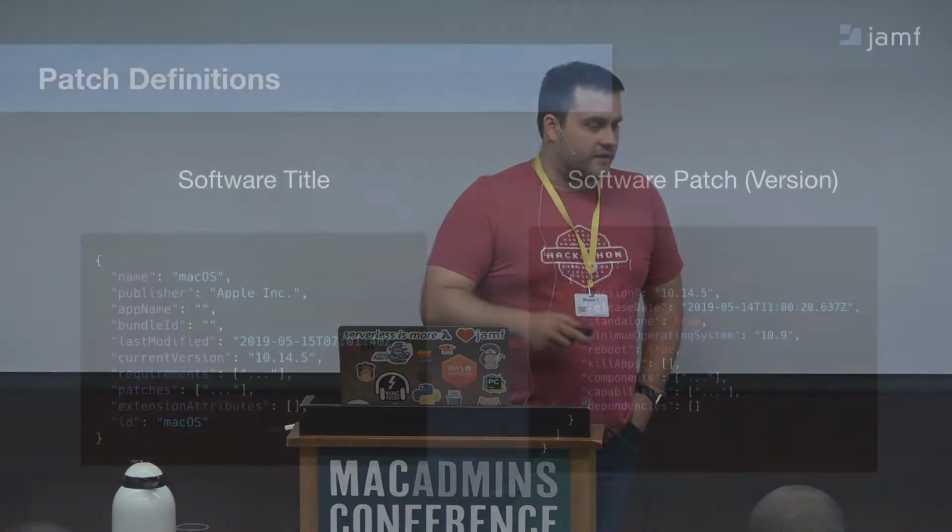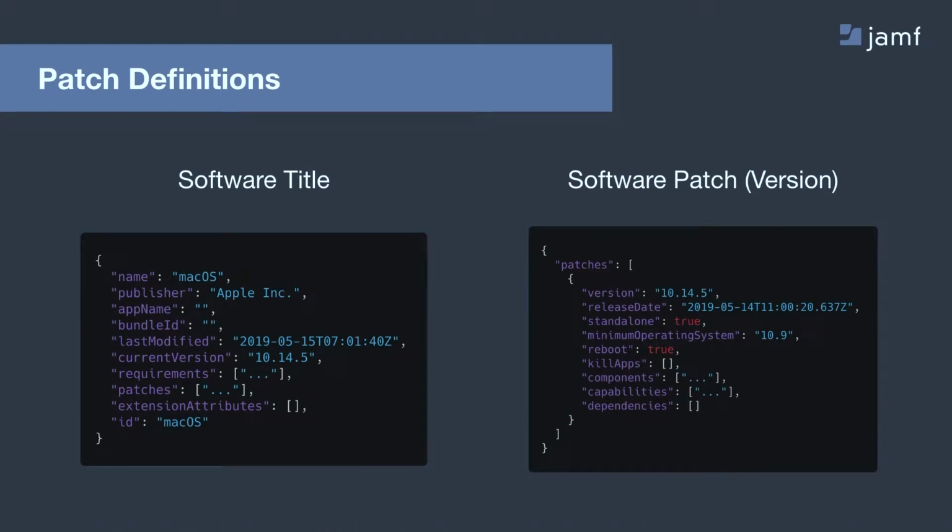So some of the details that we got in here: the actual release date. The release date timestamp refers to when this particular version of the software came out. The minimum operating system that's required for it, whether or not this patch is going to require a reboot when you install it. And then there's some other things here for kill apps, components, capabilities. We'll get into those in a little bit.